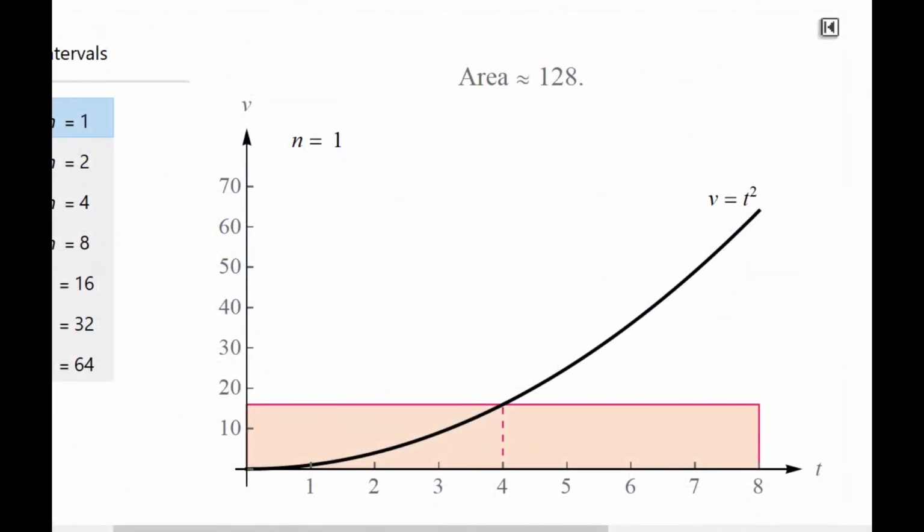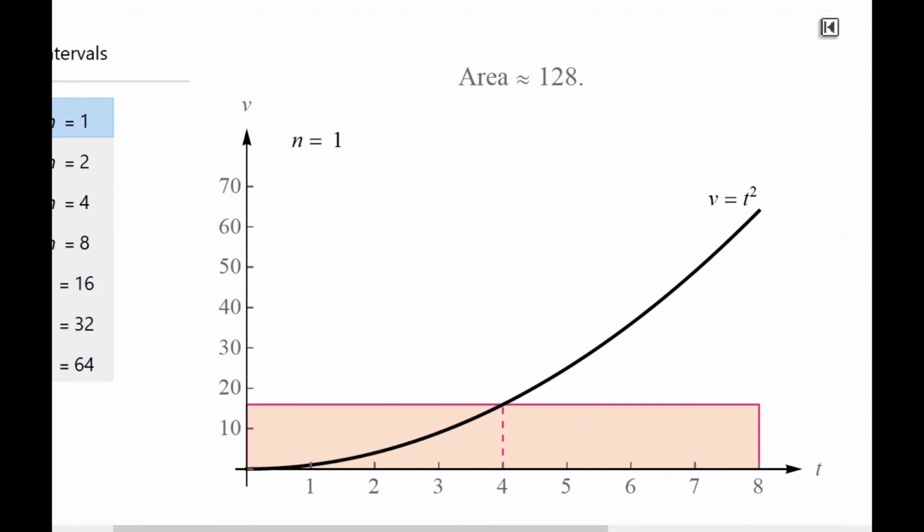So here you can see how the velocity curve looks with v equals t squared. That black curve there is the velocity curve as a function of time, the t-axis. We chose two subintervals. We approximated with two subintervals. But what if you just decided to use just one interval? You just consider the whole 0 to 8 seconds, and you only pick out one velocity throughout there. Which velocity should you pick? Well, you could maybe choose that middle one.